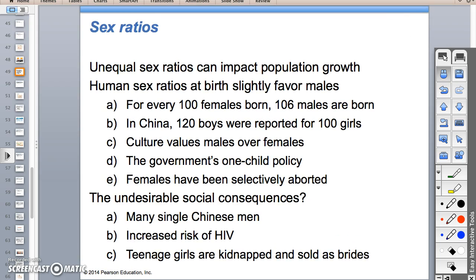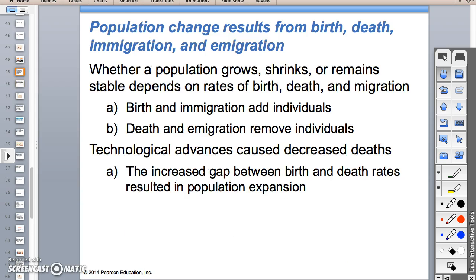Just one second. The issue here is that there's not enough brides for the males because the culture valued males over females. And so you have this issue with girls getting kidnapped out of the countryside where the population regulations weren't as strict, and they're being sold as brides. Crazy.